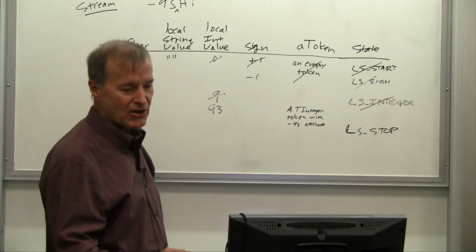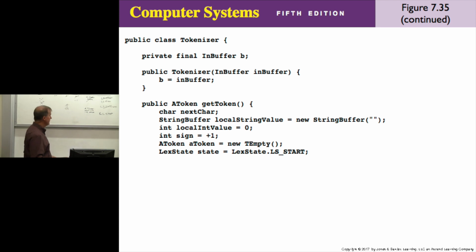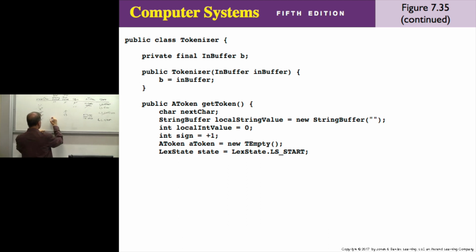So now the next time this thing gets called, string buffer, or sorry, local string value will get the empty string, and then what? Sign will get +1, and then what? Local int value will get 0. Sorry, I did them out of order. Anyway, and the token will get what? An empty token. And then what? Lex state will get LS start.